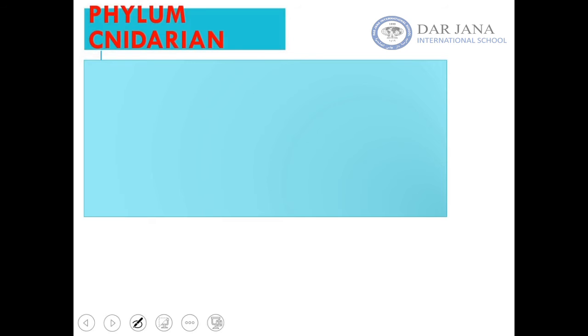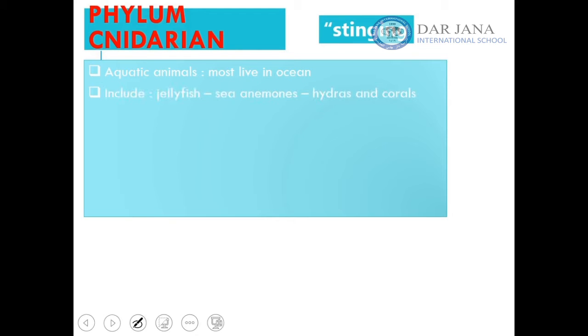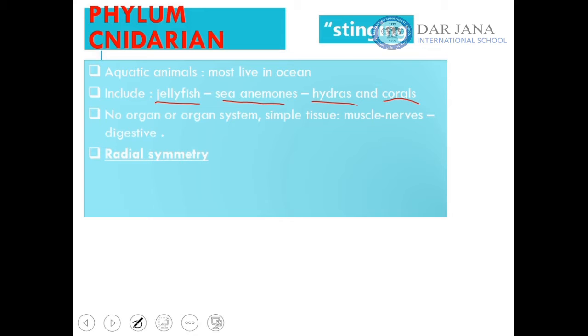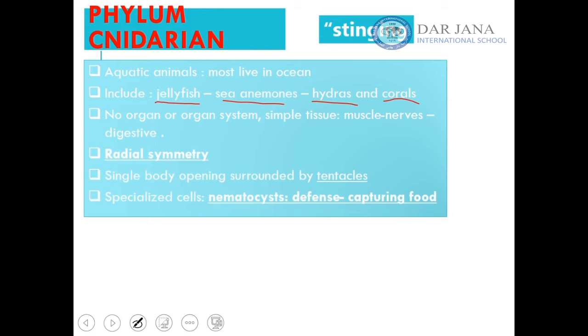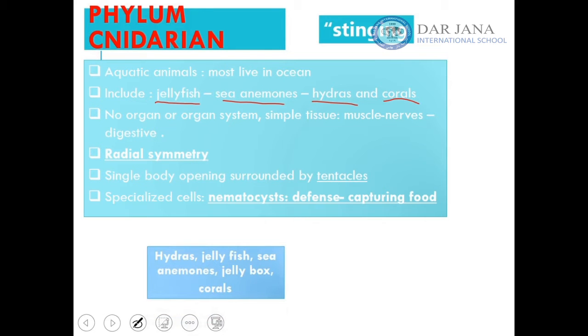The second phylum we have is Cnidaria. Cnidarians have something special. They have stinging cells. They are aquatic animals. Most of them live in the ocean, including jellyfish, sea anemones, hydras, and corals. They have no organs or organ systems. They have simple tissues: muscle, nervous, and digestive. They have radial symmetry. Their body is surrounded by tentacles, and they have specialized cells known as nematocysts. The nematocyst is used for defense and capturing food.